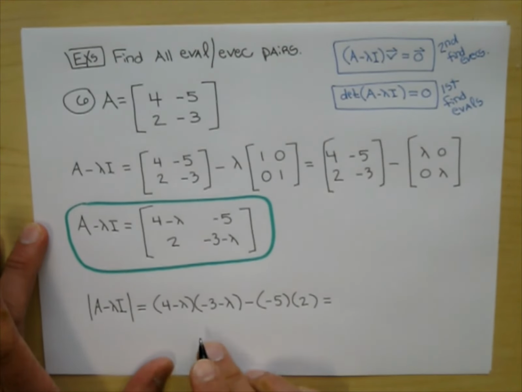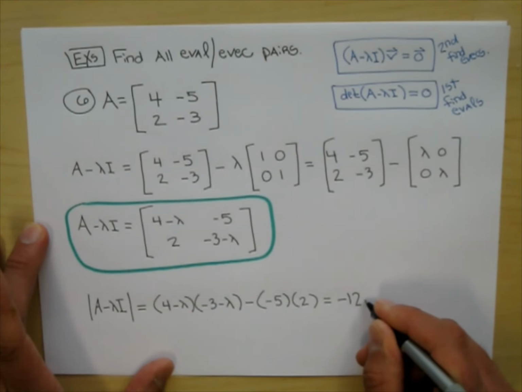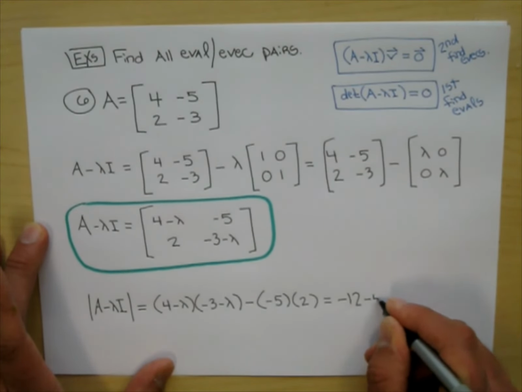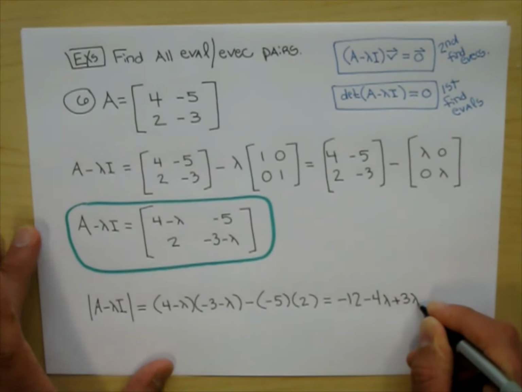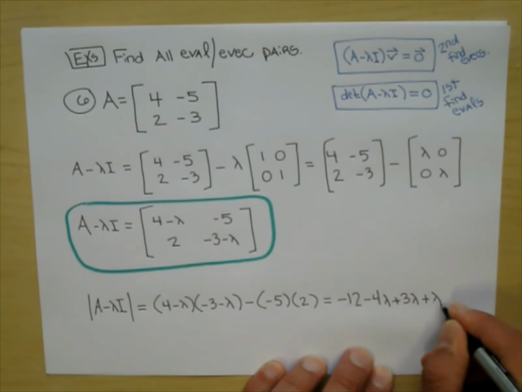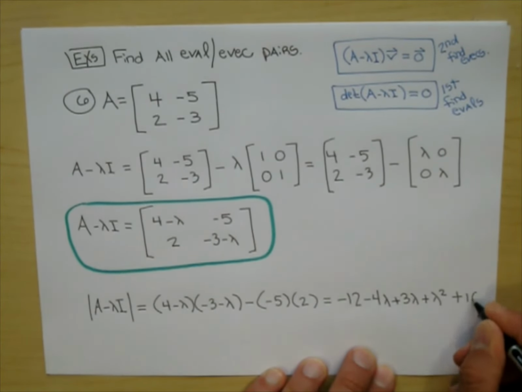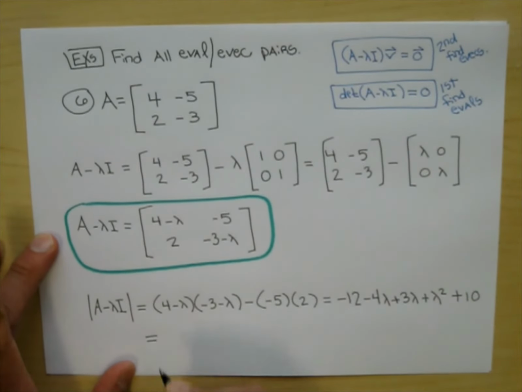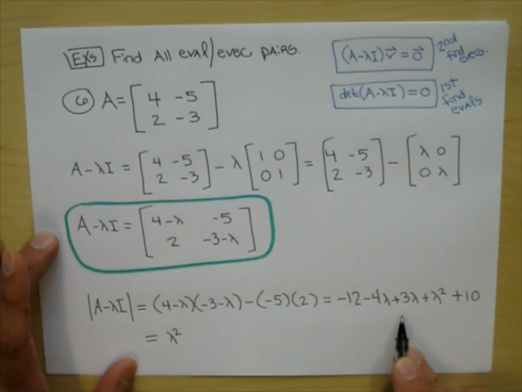Okay, so what does this give me? This gives me negative 12. I'm doing a FOIL now. Outside is minus 4 lambda. Inside is plus 3 lambda. And then we have plus lambda squared. And then over here is plus 10. So what do we have? We have lambda squared minus lambda, and then we have minus 2.